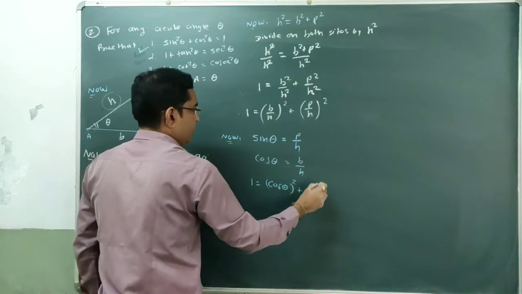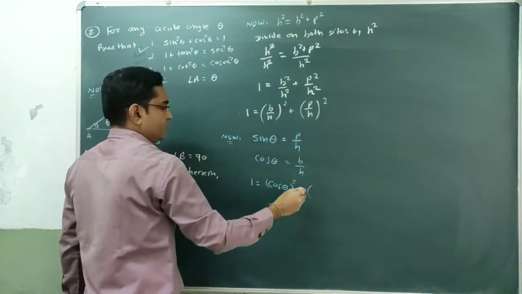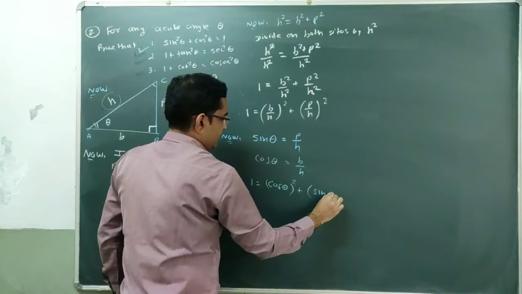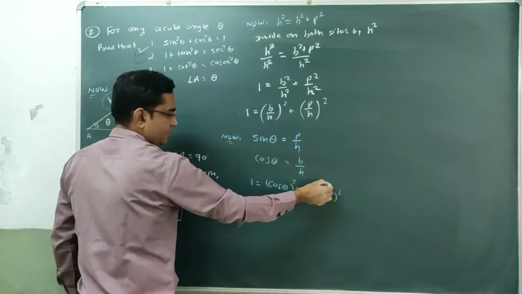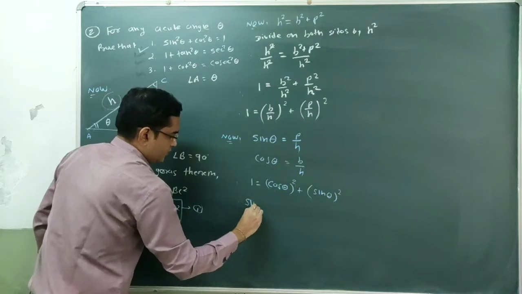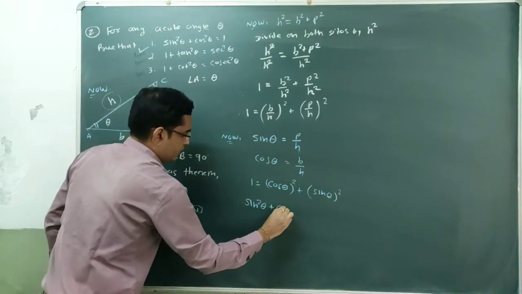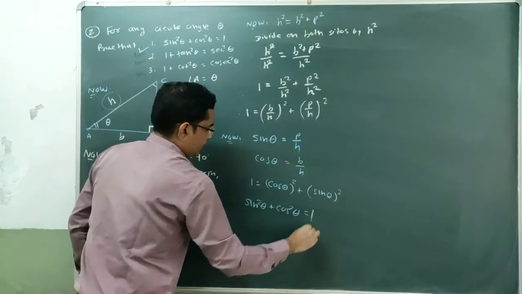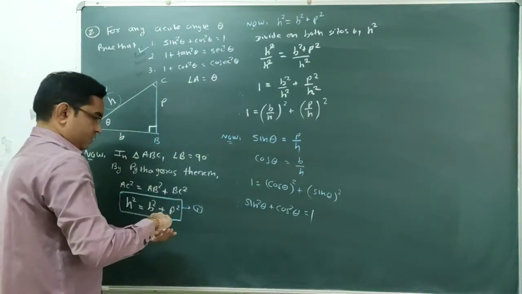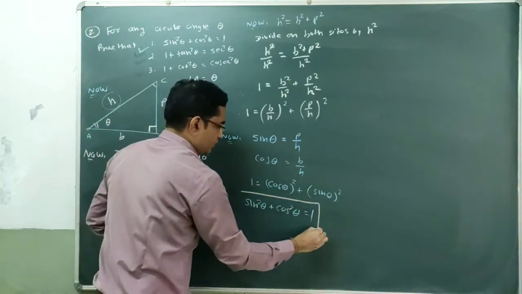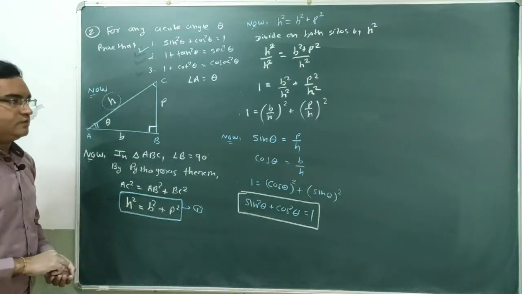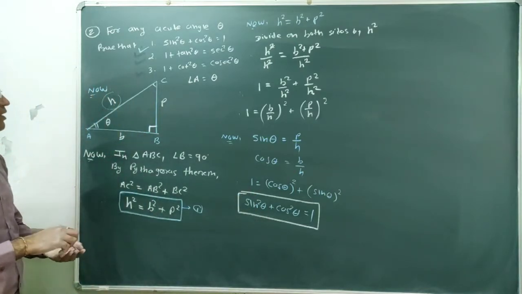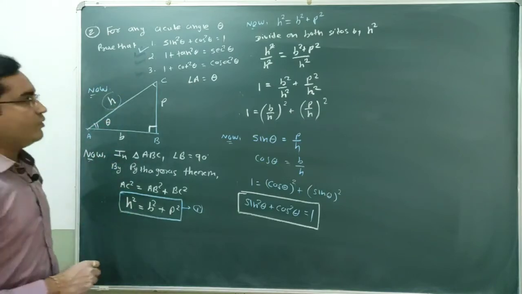whole square plus p by h, that is sin theta whole square. So this is nothing but cos square theta plus sin square theta equal to 1. So we can write sin square theta plus cos square theta equal to 1. Done? So this is the derivation of equation number 1. Now a similar method we will use to find the remaining 2 equations.